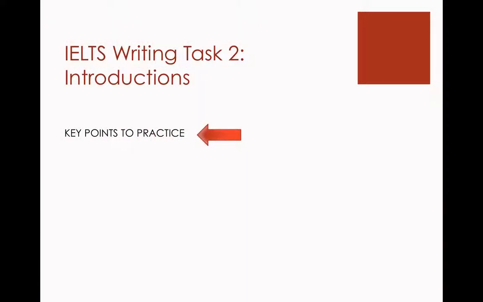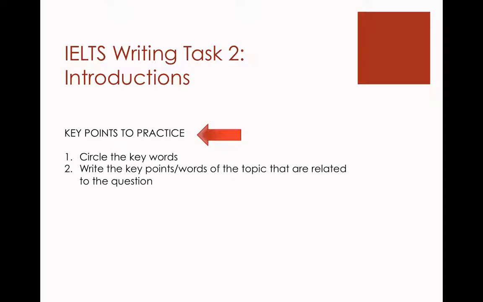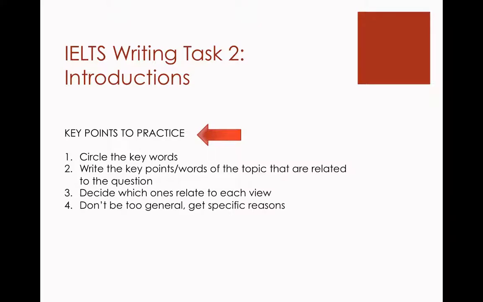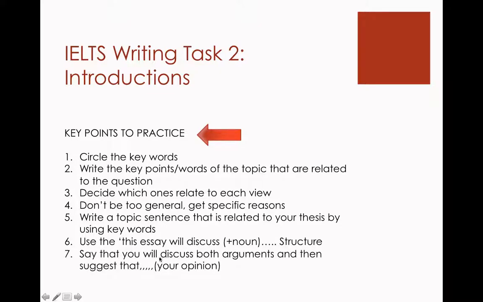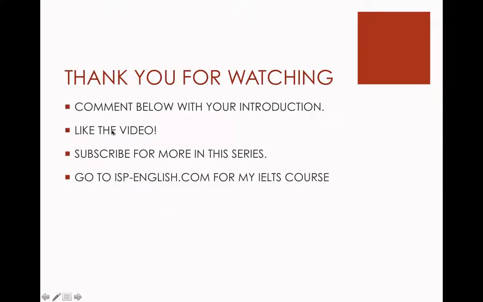Now let's take a look at our key points to practice. Circle the key words. Write the key points or words of the topic that are related to the question. Decide which ones relate to each view. Don't be too general, get specific reasons. Write a topic sentence that is related to your thesis by using keywords. You don't want this essay will discuss, but you could use this essay will examine. And suggest that is for the discuss essay, so you don't need that in there.